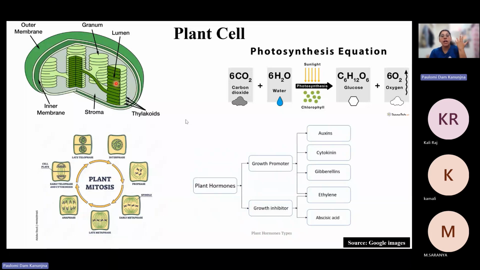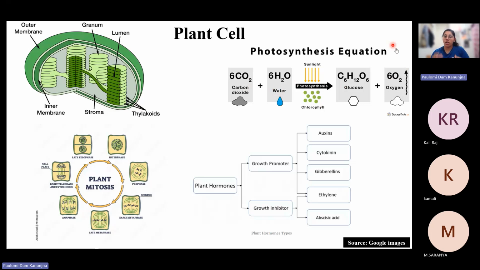Photosynthesis is basically the mechanism by which plants convert light energy into chemical energy. So you see that here. They fix the carbon dioxide, use up the water in the presence of sunlight and chlorophyll, and convert it to glucose and oxygen. Oxygen is released back to the environment. Glucose is used up by the plant cell.